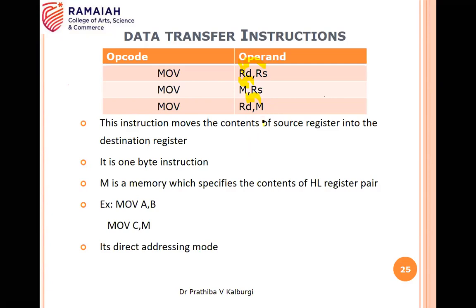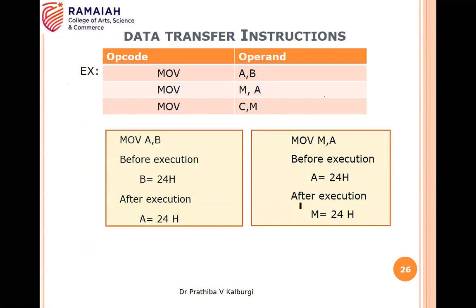So this comes under your direct addressing mode. It is a 1 byte instruction wherein you're going to perform the operation with respect to a single address location. Now this is an example of how we are going to use the move instruction. So what you have to do is write the instruction as... any doubts in this?